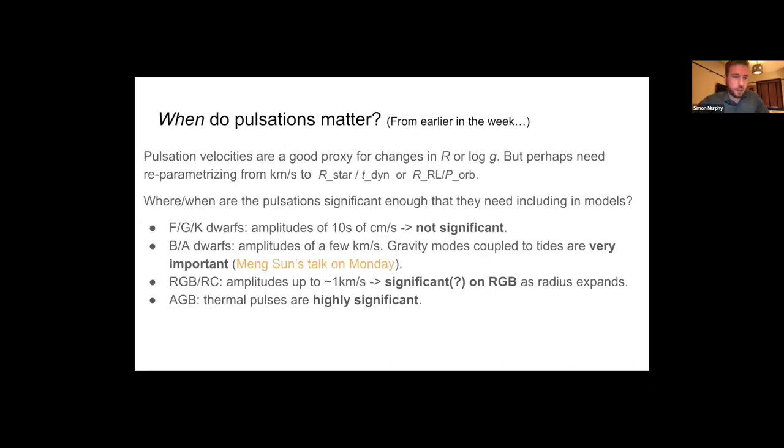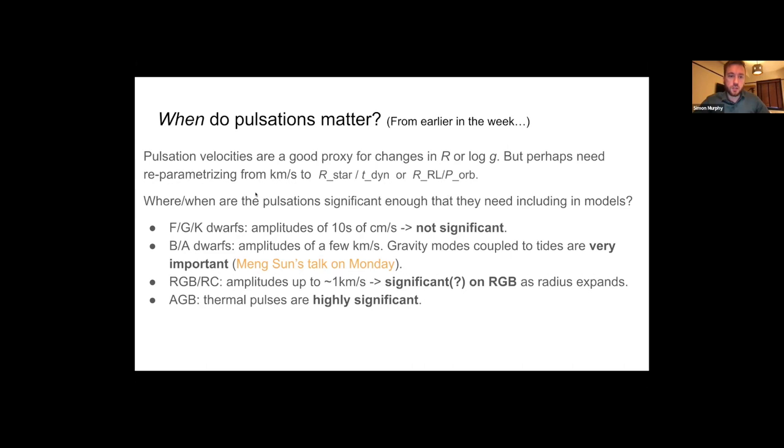Also earlier in the week, we were discussing a little bit, when do pulsations matter? And one of the things I argued largely via Slack was that pulsation velocities are actually a good proxy for changes in radius or log g, but perhaps we need to reparameterize them. So maybe we need to look at the radius of the star divided by the dynamical timescale, or maybe we need to look at the Roche lobe versus the orbital period. But when and or where are the pulsations significant enough that they need to be included in models of mass transfer?